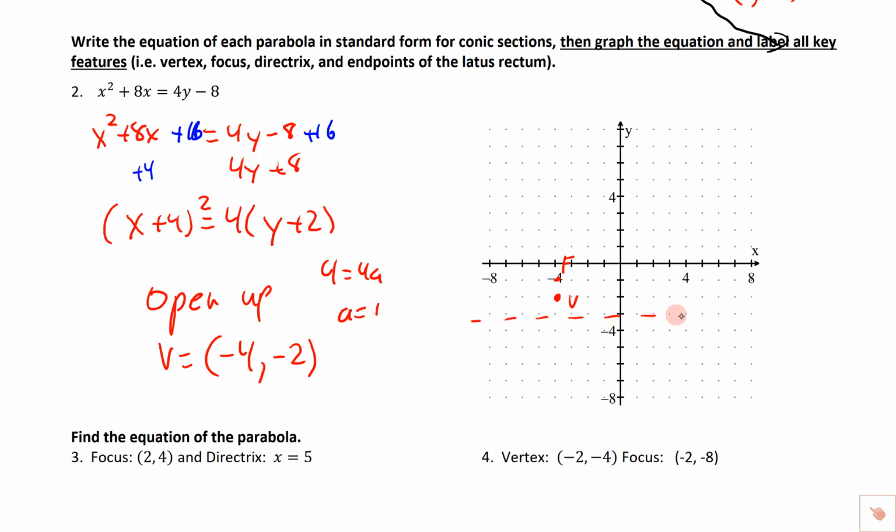So this is going to be the directrix. So if this is down 2, this is going to be down 3. So that's going to be y equals -3. So there's our directrix. And I'm going to go ahead and graph this.